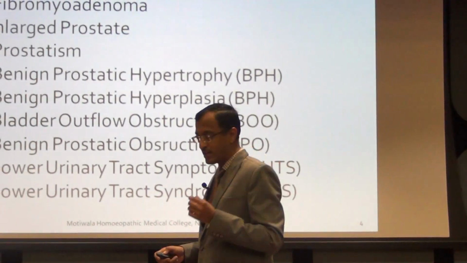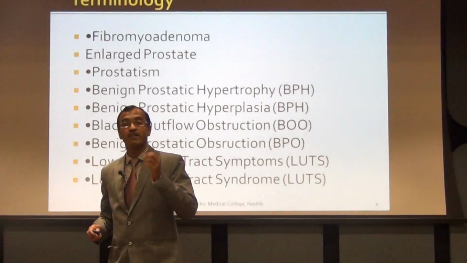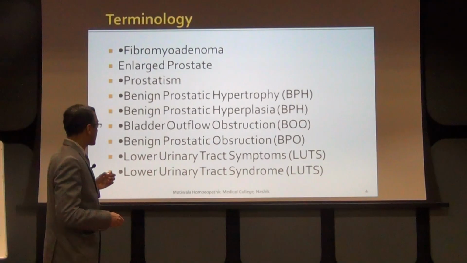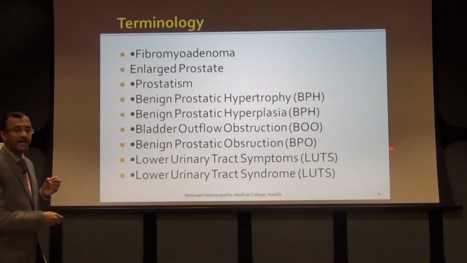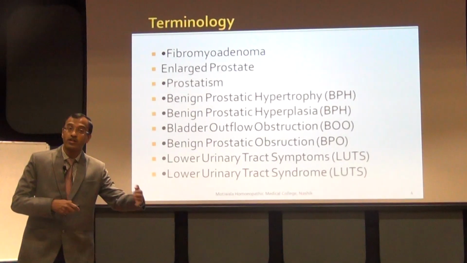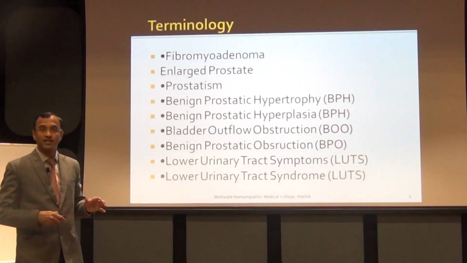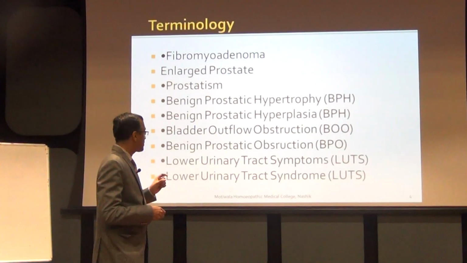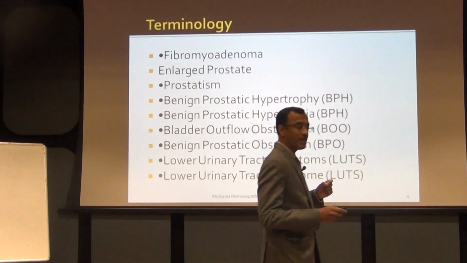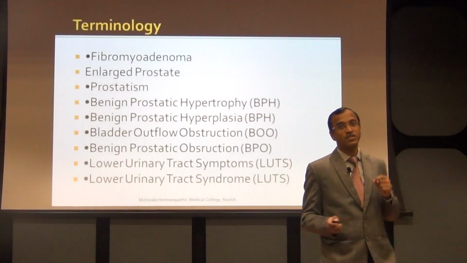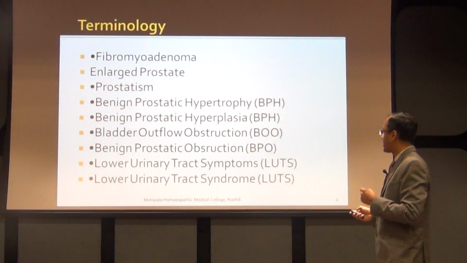Now this is the one entity, benign prostatic hypertrophy, where you will find a lot of symptoms contributing at the level of the lower genitourinary tract. So lower urinary tract symptoms or syndrome, the word LUTS, is very commonly used to indicate prostatic hypertrophy.